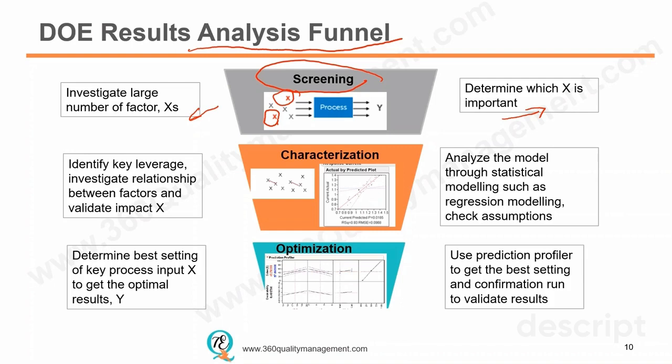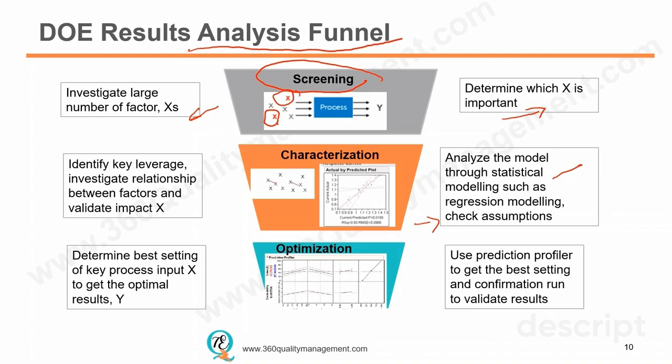Next, we want to investigate the relationship of X, because sometimes X could interact with each other and give different results. We want to understand this through analysis and statistical modeling, and also check our assumptions to ensure that the modeling is correct. And lastly, once we understand all these things, we would like to reduce the X.